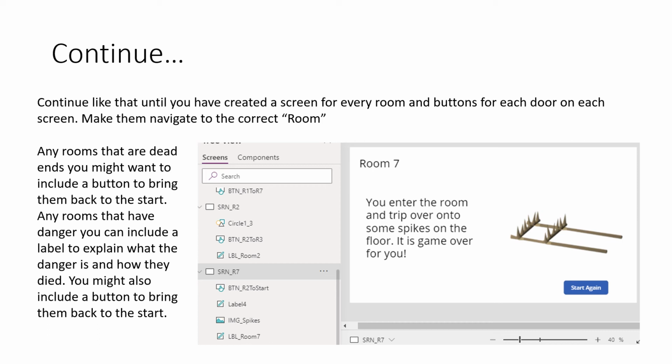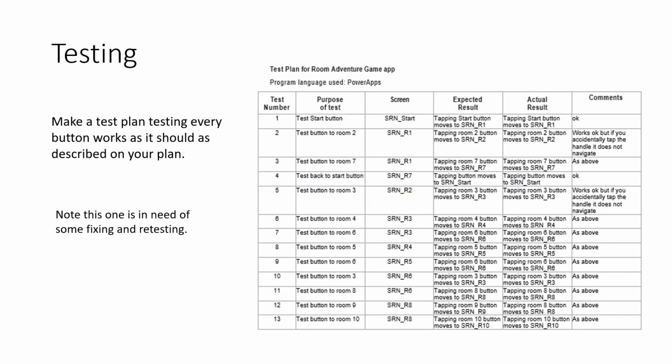So keep doing that process until you've got all your links, all the buttons, all the doors, all the rooms, until you've finished. Then you should make a test plan to test each one. So every button needs to be checked that it links to the right screen. So run through, fill in this to make sure that it actually does.